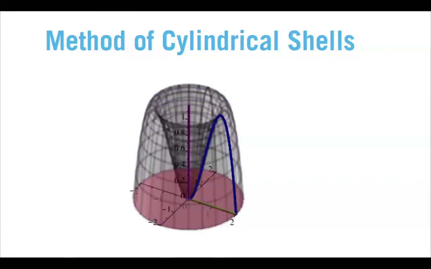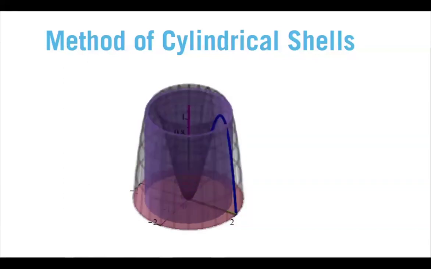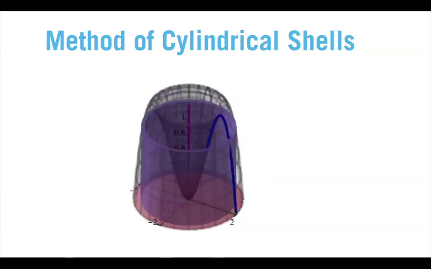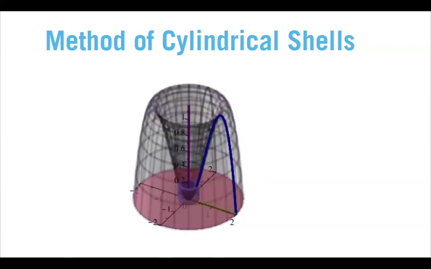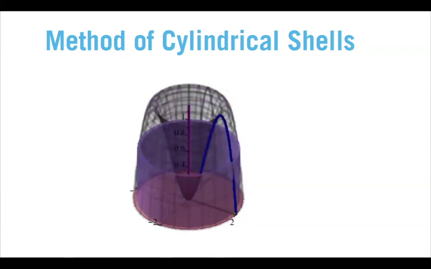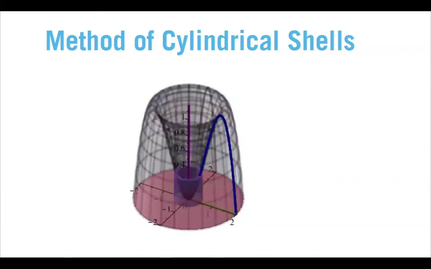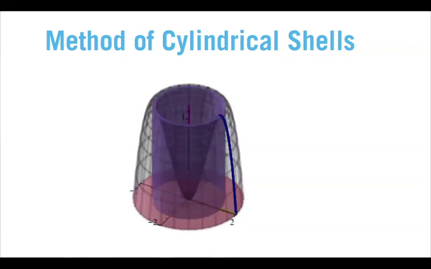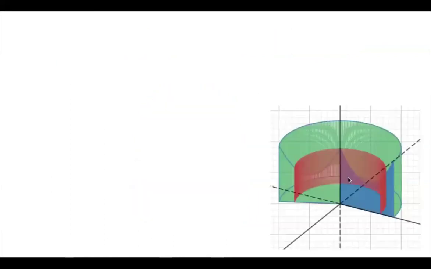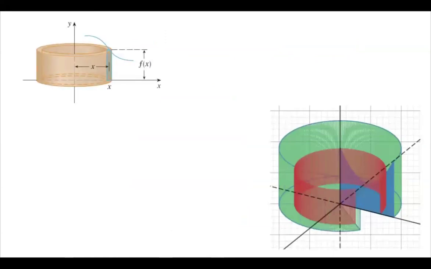Consider your object that is revolving about the y-axis. Take a look at this cross-section. The cross-section is not exactly a washer. It is a cylinder. So we're going to use these small cylinders and then find the volume using them.